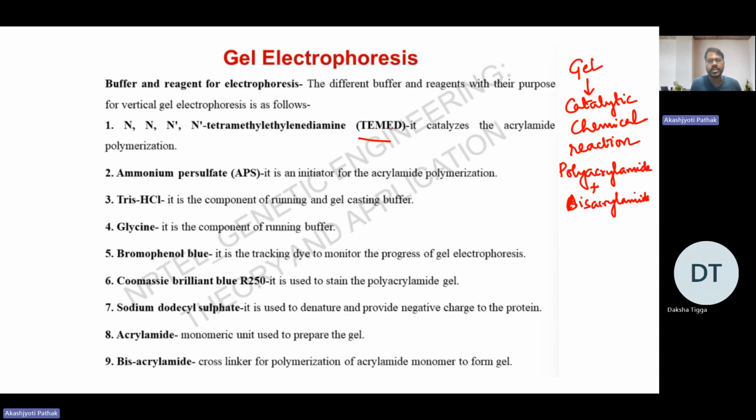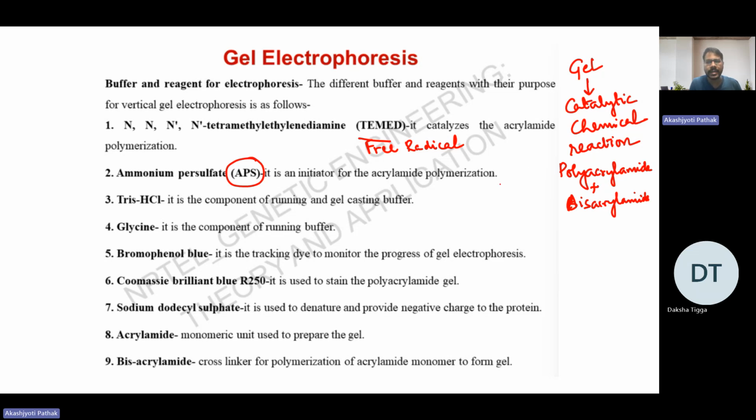Okay, so remember that it is a free radical polymerization reaction that takes place. So now who provides the free radical? The free radical is actually provided by ammonium persulfate. Okay, so ammonium persulfate provides the free radical, and then through the free radical reaction, one acrylamide monomer joins with another monomer, and then bisacrylamide will also cross-link these different polyacrylamide monomers, and then your gel will form.